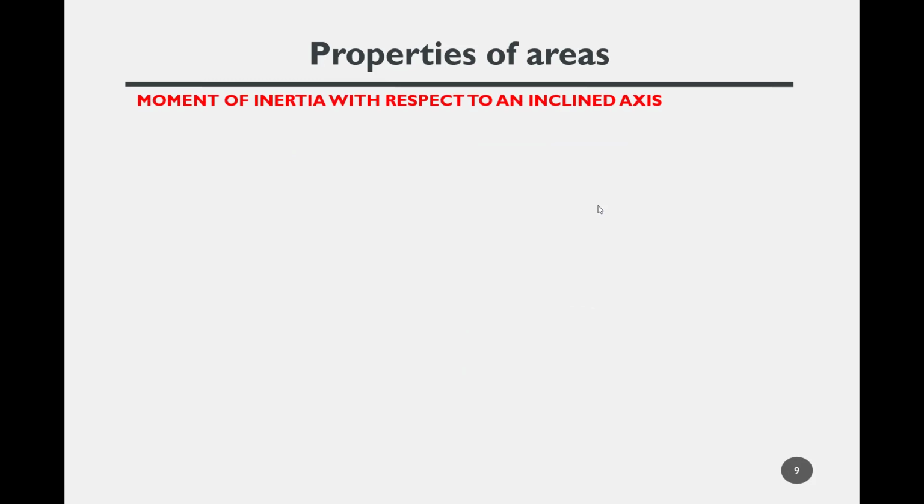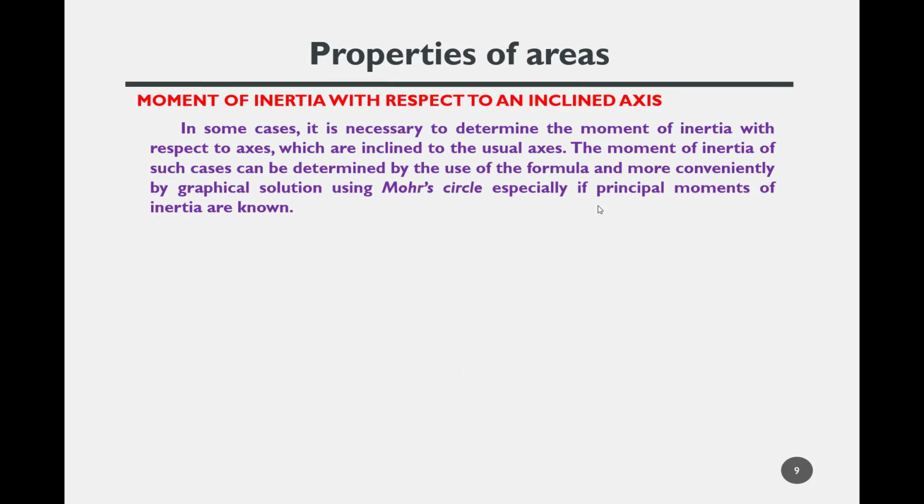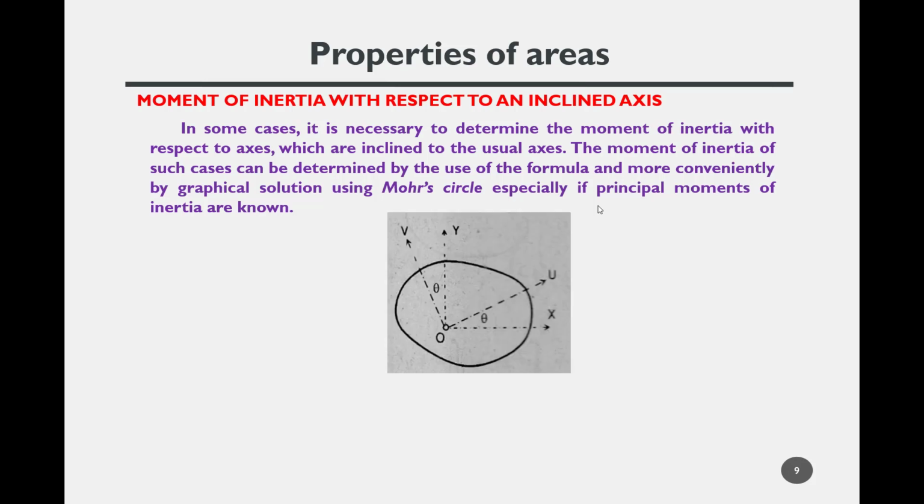So, the moment of inertia with respect to an inclined axis. In some cases, it is necessary to determine the moment of inertia with respect to an axis which is inclined to the usual axis. The moment of inertia in such cases can be determined by the use of the formula, and more conveniently by graphical solution using Mohr's circle, especially if the principal moments of inertia are known. So this will be the figure. Ayan, nakita natin.